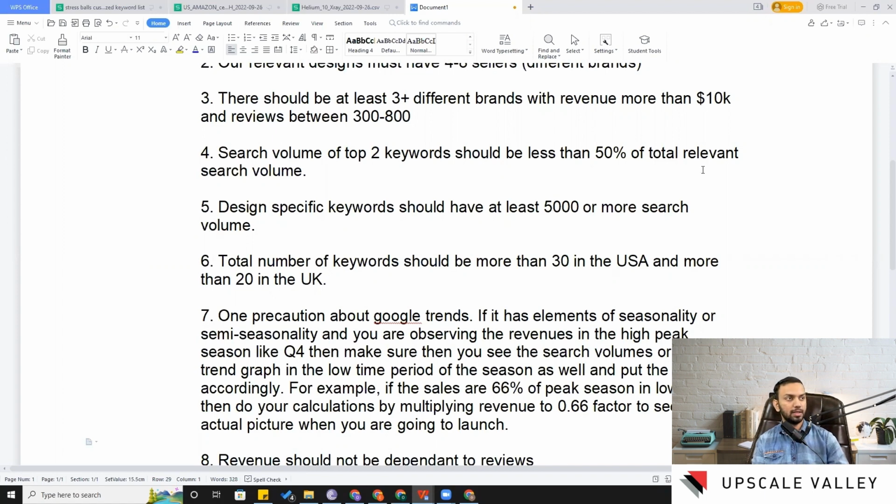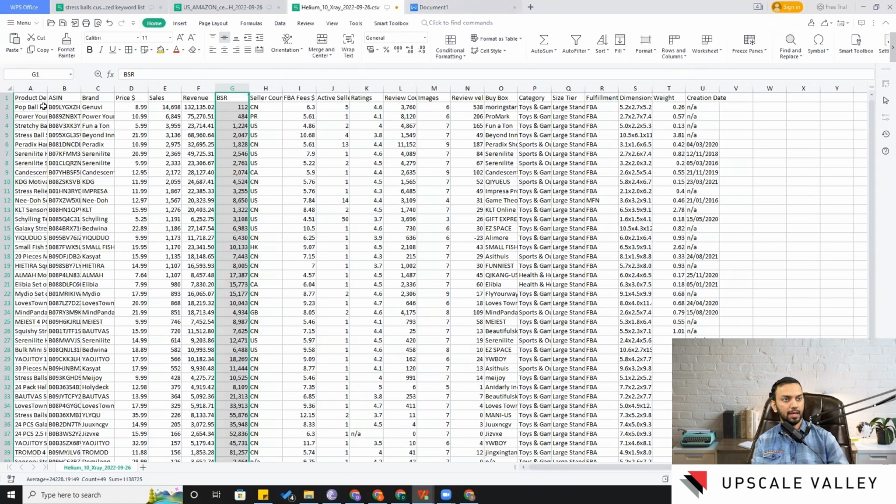So what I do here is, let's say we are taking the example of a stress ball, and I have downloaded the X-ray sheet. Here is the revenue, and I see we are sitting here in Q4. I have analyzed by checking relevant search volume keywords, and checking the Helium 10 keyword search volume graph, and I've seen that their graph is going to go down by maybe 20%, 30%, or even 40% in the low periods of the year.